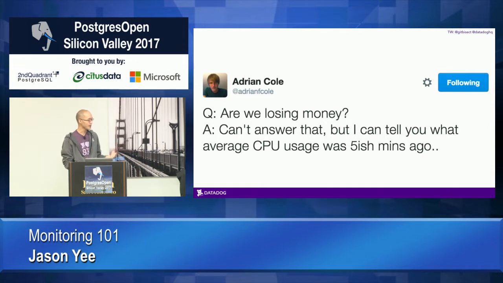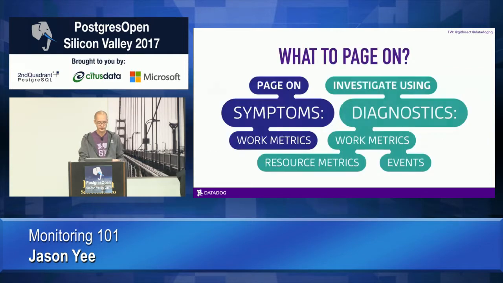So I mentioned using your work metrics versus your resource metrics, and I think this tweet from Adrian Cole really expresses that well. A lot of people, if I were to ask you, looking at your metrics, is your company losing money? Is it making money? How are you serving your customers? I think a lot of people end up just monitoring those resources. How much CPU do I have? Without knowing how that fits into the larger scheme of what your business is doing.